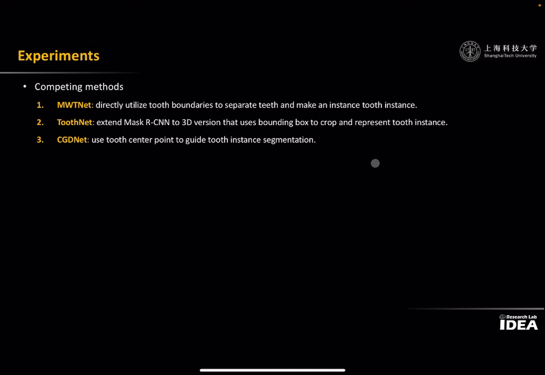In addition, we also compare our method with 3 other algorithms that achieve state-of-the-art performance. The first is the MWT-net that utilizes tooth boundaries to separate and segment teeth. The second is the ToothNet, which is built on Mask RCNN and utilizes bounding boxes to group and segment teeth. The last is the CGD-net, which uses tooth center points to guide tooth instance segmentation.